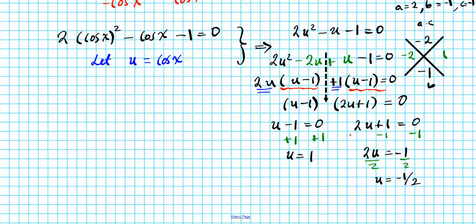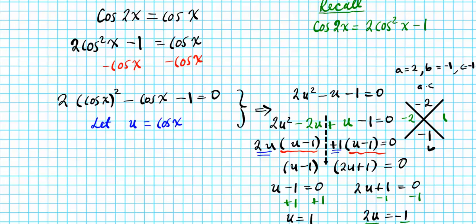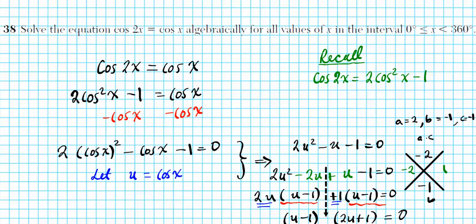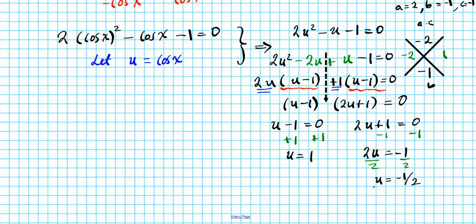So the question is, are we done? Have we solved the problem? Well, let's go back to the question. What does the question ask us to do? The question asks us to solve this equation for all values of x. We have just found u, so we're not done yet. In order to finish this whole process, we have to resubstitute cosine x for u. Okay, so you sub and then resub and then you solve.